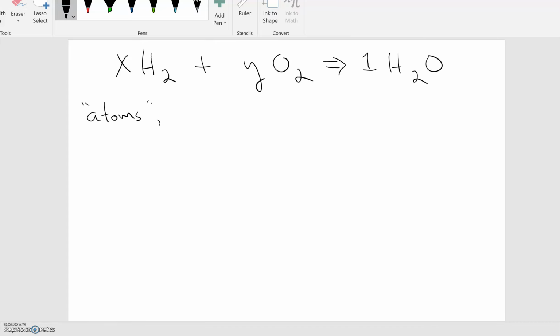We're going to write element equations. In other words, I'm going to write an equation where I look at each element in my reaction. I have hydrogen and oxygen, so I'm going to write a pure hydrogen equation.